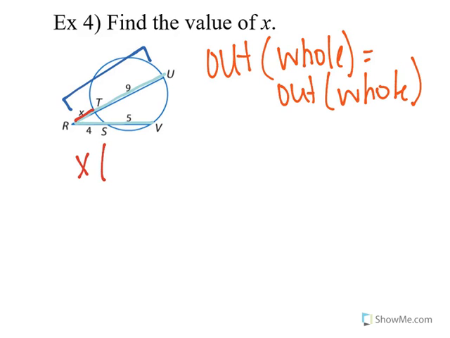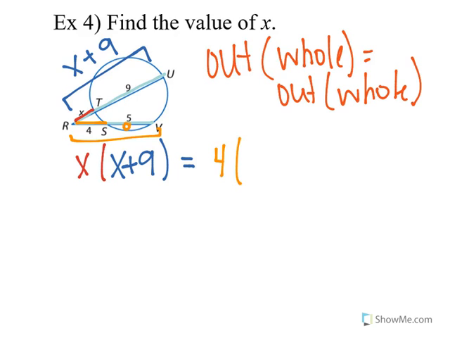My whole segment, if the outside piece is x and the inside piece is 9, is x plus 9. So outer times whole is x times x plus 9 equals, for my bottom segment, my outer piece is 4. My whole piece is 4 plus 5, which is 9. So it'll be 4 times 9.